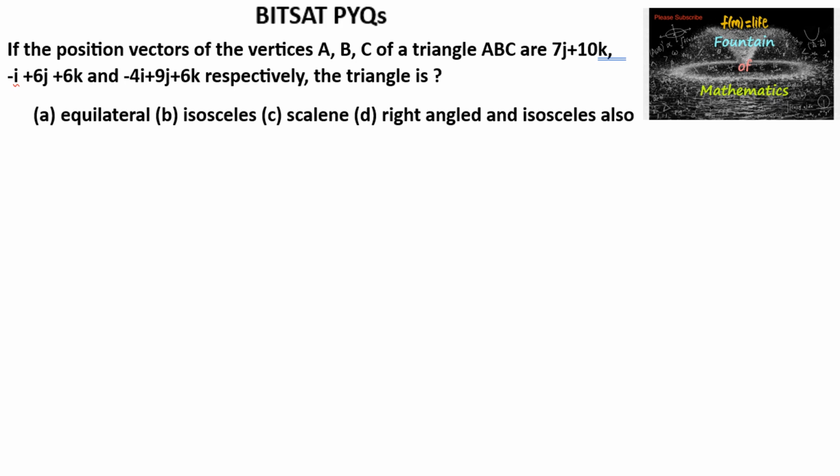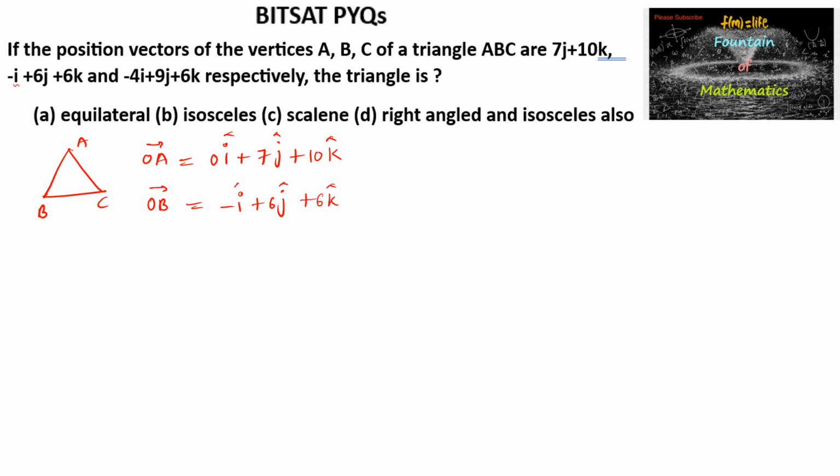If the position vectors of the vertices A, B, C of triangle ABC are given as OA is equal to 0i plus 7j plus 10k, and OB is equal to minus i plus 6j plus 6k, and OC vector is equal to minus 4i plus 9j plus 6k respectively, we need to identify what type of triangle it is.